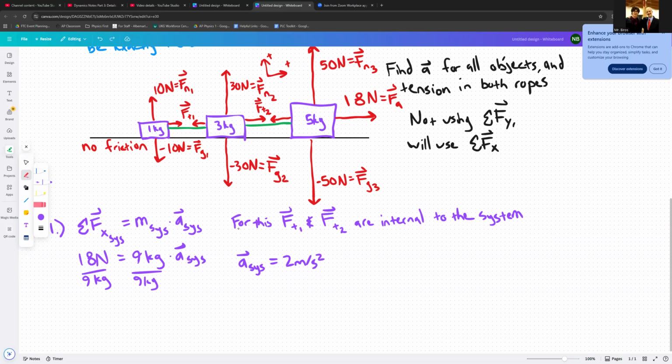Now, we might say, hold on, I thought we were supposed to find the acceleration of every single object here. It said find acceleration for all objects. Have we done that yet? Well, the answer is yes, we actually have. Because once you find how much this entire system is accelerating, this is going to be the same amount for all of those individual objects. All of our objects.